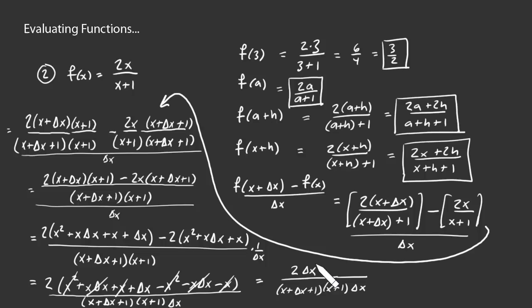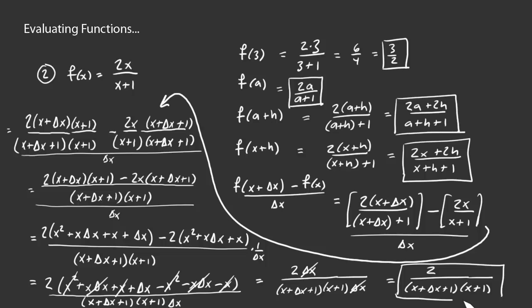Look what happens. Delta x cancels. Again, under the assumption that delta x is not 0, it would cancel, and we're left with 2 over the product of x plus delta x plus 1 and x plus 1. And it's not going to get much tighter than that.